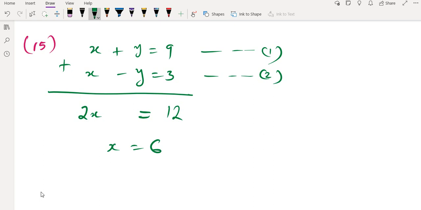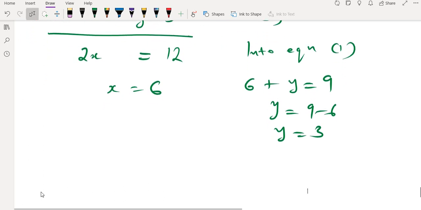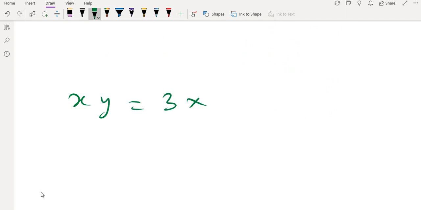We can substitute it into equation 1 or equation 2. So into equation 1, we'll be having what? Y equals to 3. Okay, but the question is asking us to get the product of x and y. So xy, which is x times y, is 3 times what? And that's what?